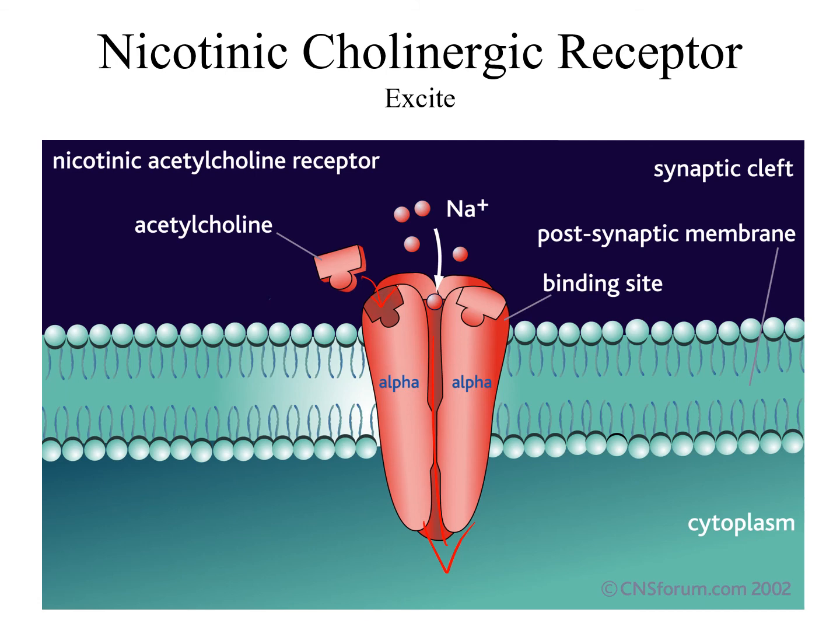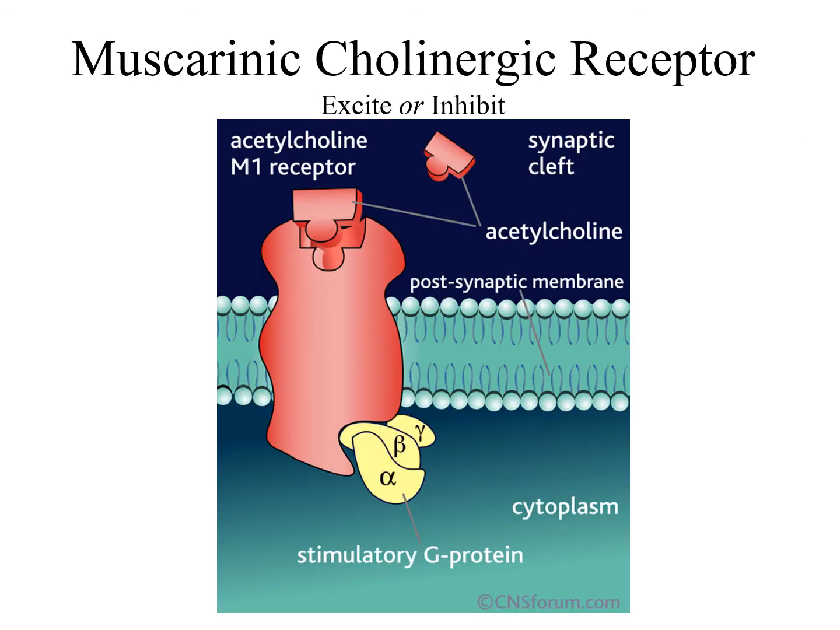Since these are built to excite these cells, then we're looking at some of these cholinergic receptors being found on our digestive organs. Muscarinic receptors can either excite or inhibit the cellular activities, so these, you'll notice in your sheet, can be found on digestive organs or even on the heart.